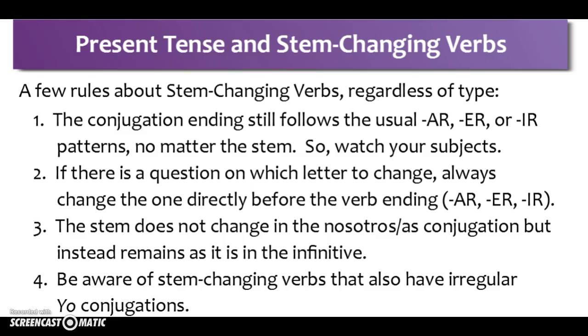A trick with stem-changing verbs is that the stem does not change in the nosotros or nosotras conjugation. You go back to the original stem or root and leave it as it is before you put on the conjugation ending. You also want to be aware of those verbs that have a stem change, but it might have an irregular yo form, and we'll talk about more of those as we go forward.